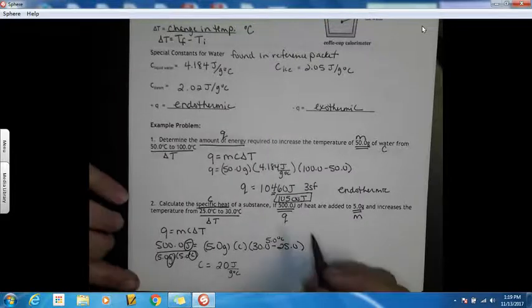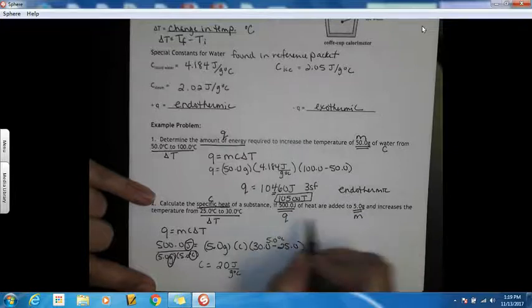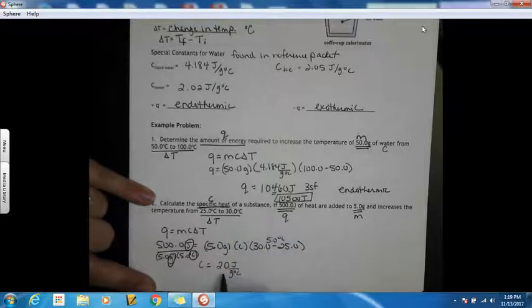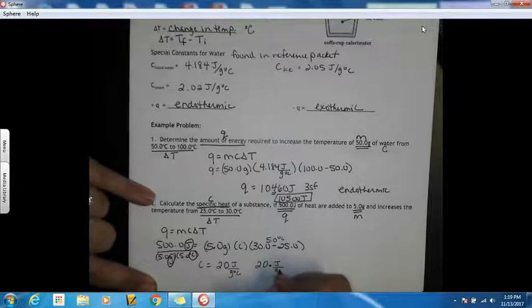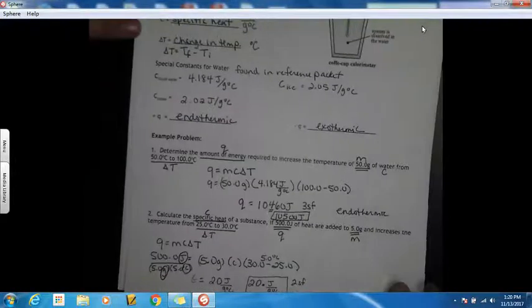All right, so let's take a look at our significant figures. Here we have 4, here we have 2, 3, and 3. So we need 2 significant figures. So we can write this as 20 with a decimal point joules over grams degrees Celsius, so that we can have our 2 significant figures. And that is the end of today's video.